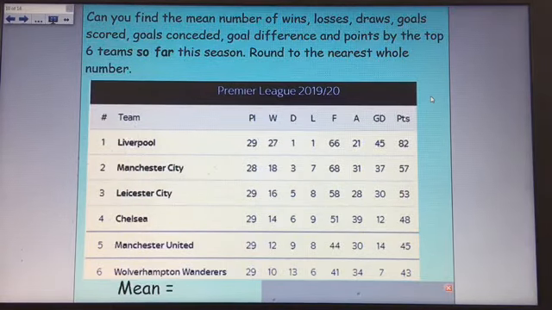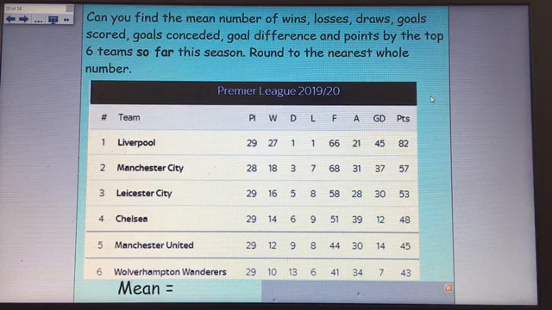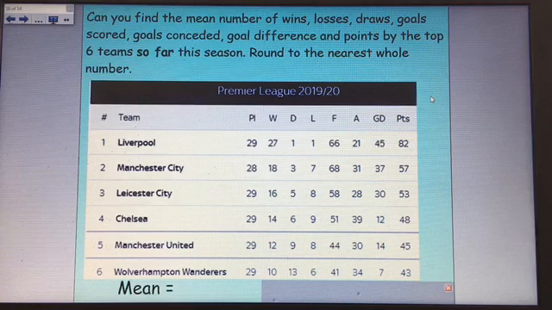Okay, so we're still not quite onto the actual main bit yet, but I want a bit of practice finding the mean, because that's linked to the main part of our lesson, which is combining that with ratio. So, can you find the mean number of wins, losses, draws, goals scored, goals conceded, goal difference, and points by the top 6 teams so far this season? Round to the nearest whole number. So press pause to crack it on your own. If not, I'm going to go for it.